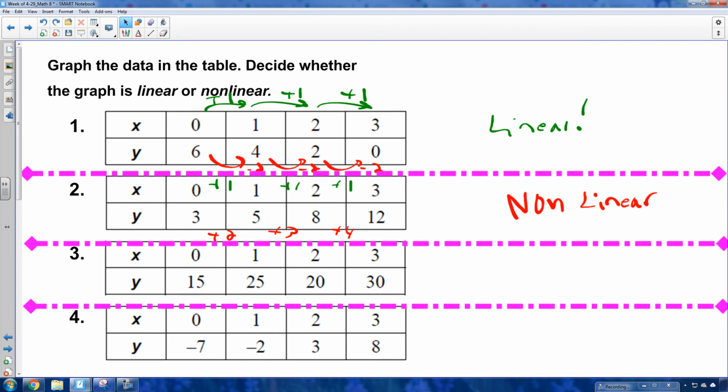Agree? So it doesn't change by the same part. The water slide might start out really shallow and then get really steep and then something like that. You know what I'm saying? It probably has a curve to it. It's not linear. So that's what's going on.